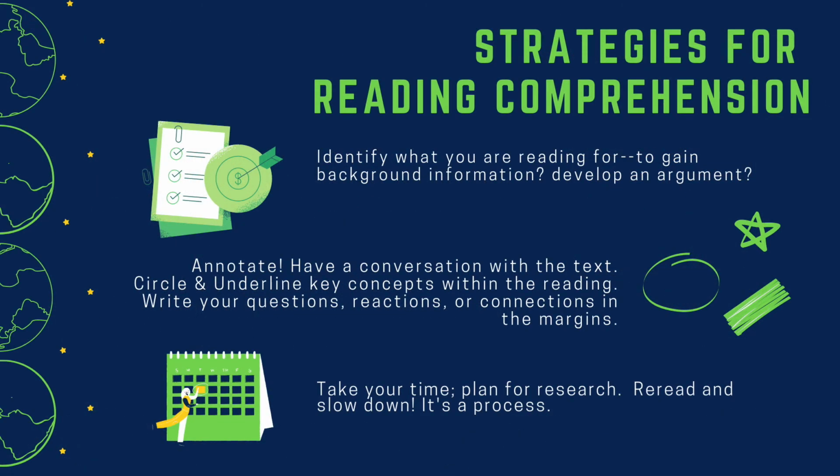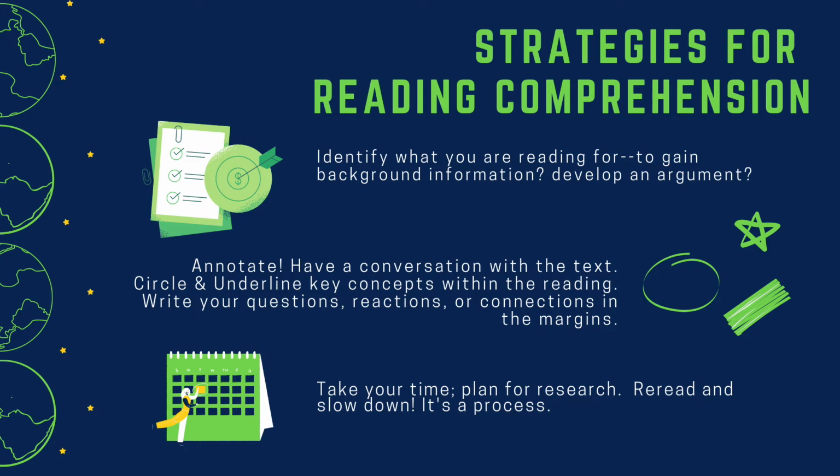1. Identify what you are reading for. Sometimes you could be reading to gain background information or to develop an argument. 2. Annotate by having a conversation with the text. You could start by circling or underlining the main idea. Thesis statements, names, dates, places, important ideas, or events. Annotating can also include writing questions, reactions, or connections you may have in the margins of the text. This will help increase engagement with the text, and you could use these reactions to start conversation in class.